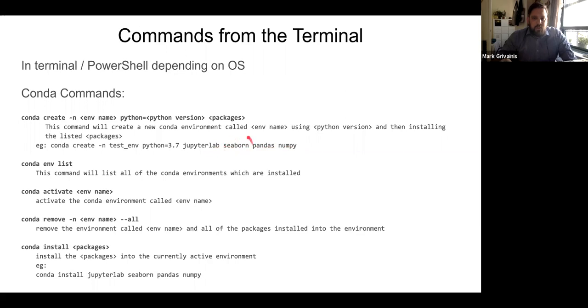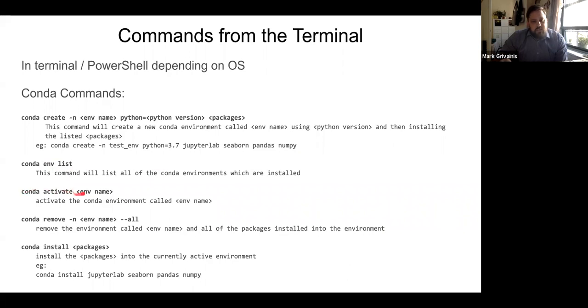Seaborn is for plotting statistical plots. Pandas is for working in data frames, like Excel. And NumPy is for more advanced numerical operations, so vectors and matrix operations, things like that. Something else you can do is list all your environments. So once again, conda is the name of the program, env is what operation we'd like to do, and list is the functionality of that operation. So this will give you a list of all your environments.